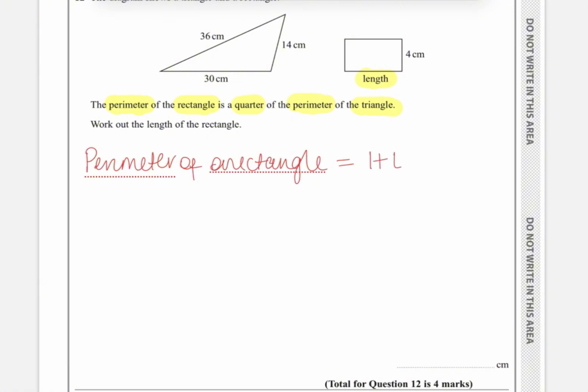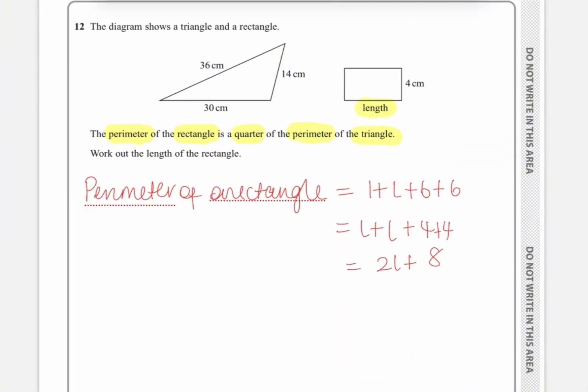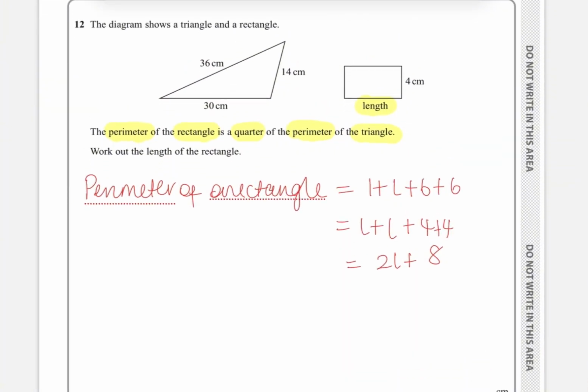is length plus breadth plus length plus breadth. And we know the breadth here is 4. So it's length plus 4 plus length plus 4, which is 2L plus 8, where I'm just going to call the length L. So 2L plus 8 is the perimeter of the rectangle.